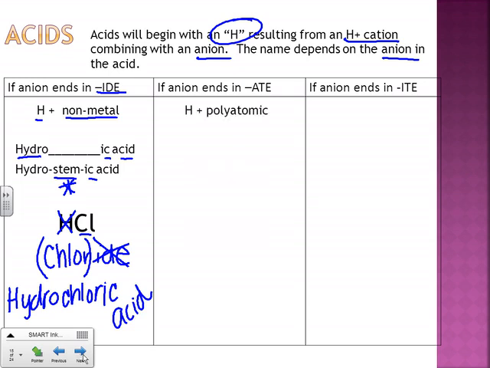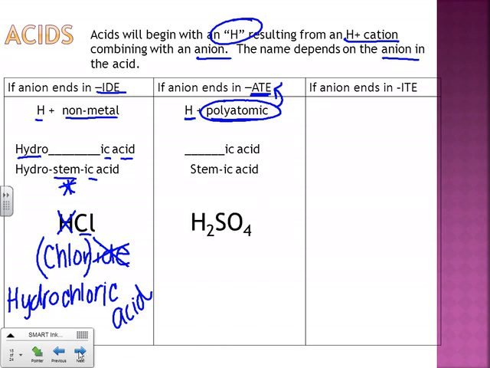Next, what if the anion ends in ATE? You're going to know it's ATE because it begins with an H, and the polyatomic ion ends in ATE. Okay, so this is going to be noticeable because there's an H with a polyatomic ion next to it. So the formula for this name is you have the stem and add ic acid. We take the stem of the anion again and add ic acid to the ending.